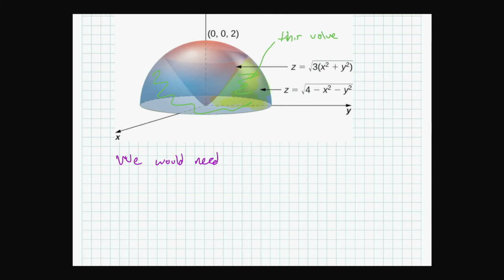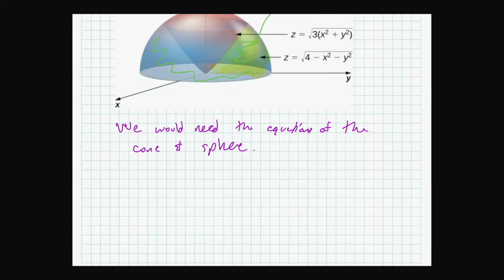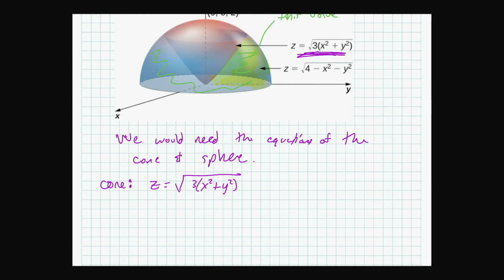We would need to know the equations of the cone and the sphere. And that's why we looked at those pictures before, so we could hopefully figure that out. But if we don't know, we can go z equals square root 3 times x squared plus y squared. That's the one that they've got labeled right there. What would that be?